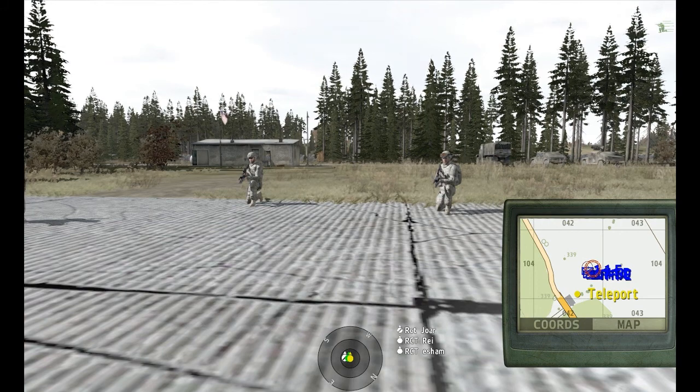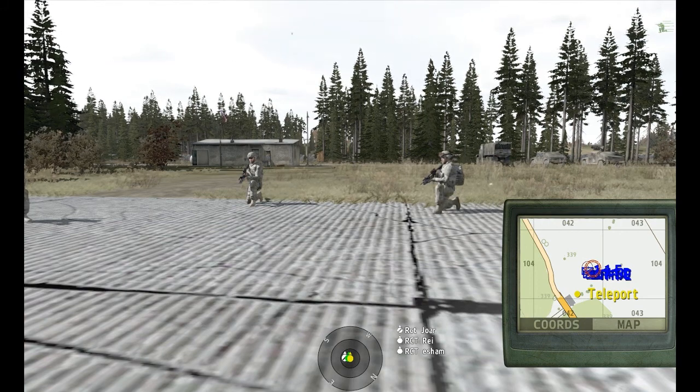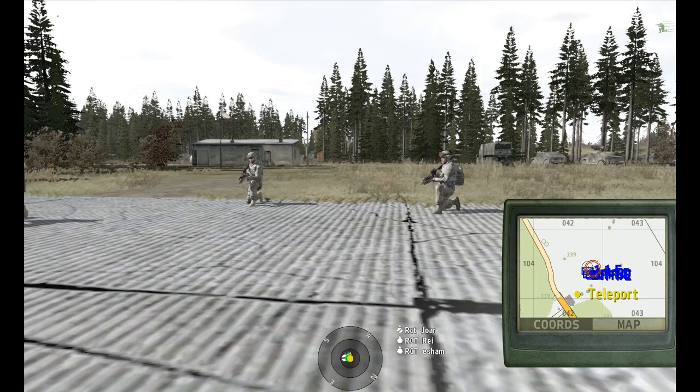Alright, that's it for the GPS. Any questions? Nope. Alright.